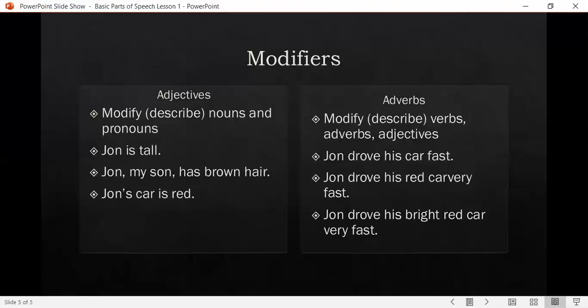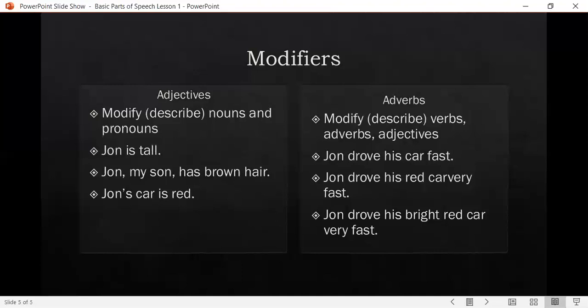Then the last sentence, we're using adverbs to describe not just how fast he drove, but also the adjective that describes the car, the noun. So, John drove his bright red car very fast. "Bright," which is an adverb, is telling us how red it was, and "very" is telling us how fast he drove that bright red car.